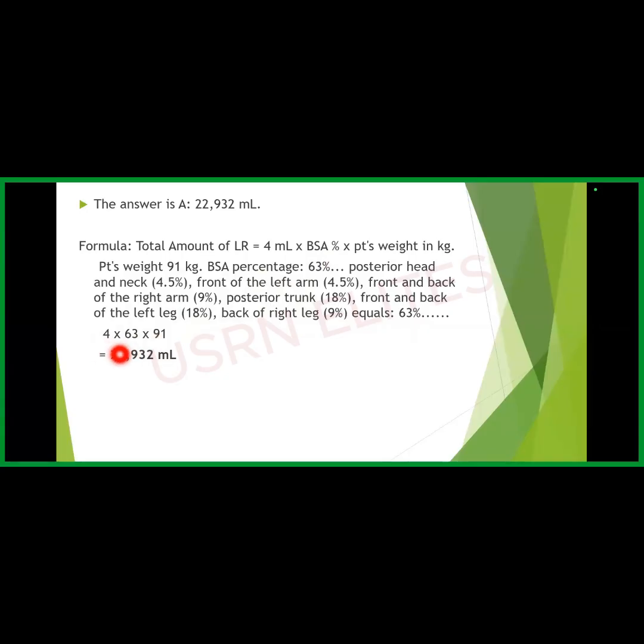You can do it 4 times the patient's weight first, then times the burn surface area, or whichever comes first. However, because multiplication is commutative, you will get the same answer. So that will amount to 22932 mL. This is very simple. I think if you had issues doing it, it will be with what? The rule of 9.